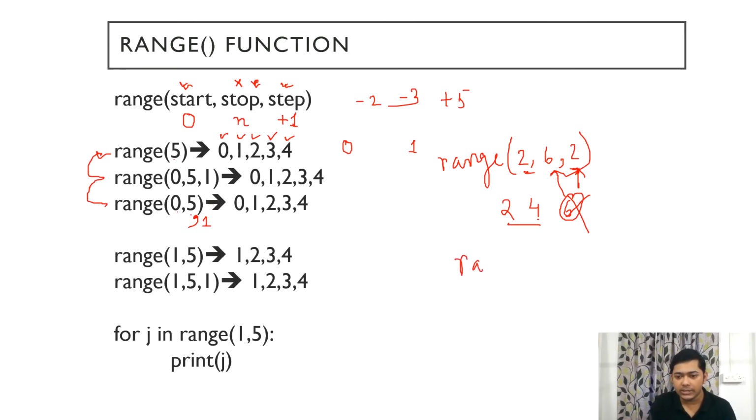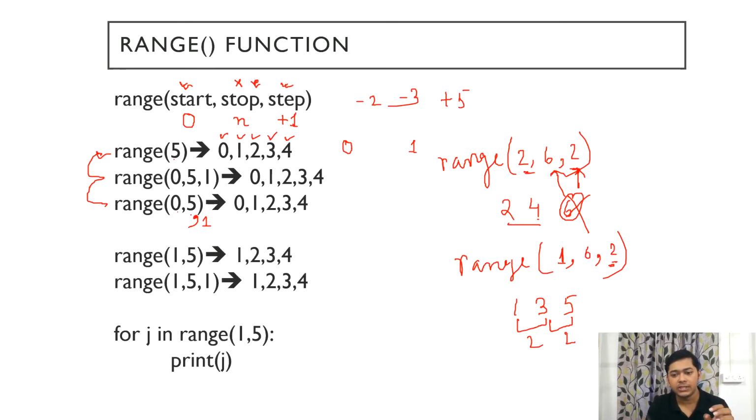Okay, another one. Let's see. If I write range 1 comma 6 comma 2, what will it produce? 1 3 5. Is that clear? It will produce 1 3 5. 1 plus 2 is 3. 3 plus 2 is 5. The stop value is always excluded. The step value is the gap between these numbers, the interval. You can consider it as the interval between the numbers. So here also 2, here also 2. Now here 6, after that it will not go. It will stop here. Okay.